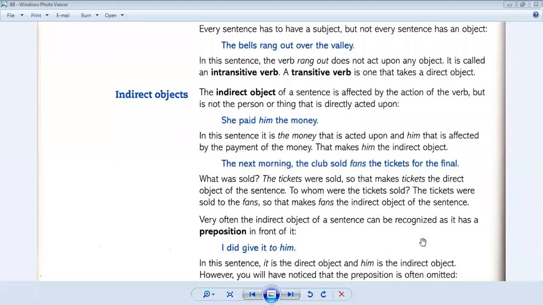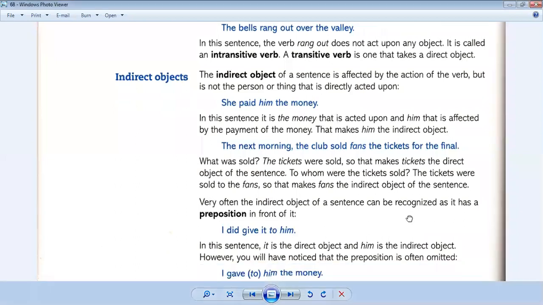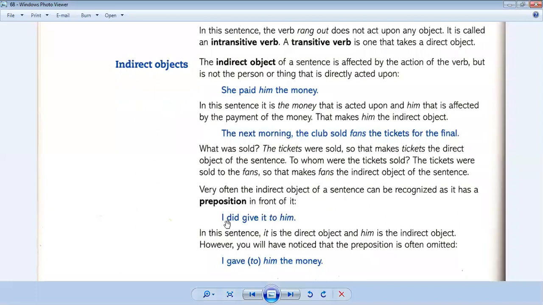I guess it's very simple. Okay, the coming example is somehow easier. I did give it to him. Now read carefully. I did give it to him. "I did give" is all considered a verb because I did give means I gave.